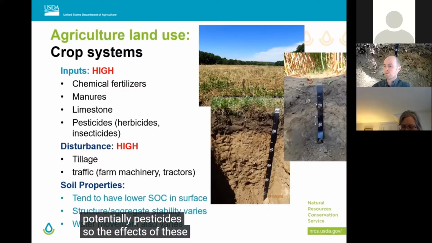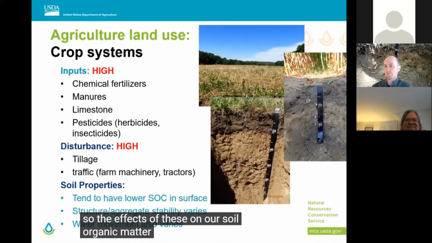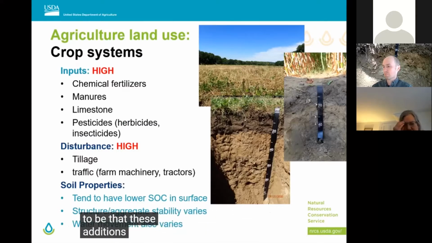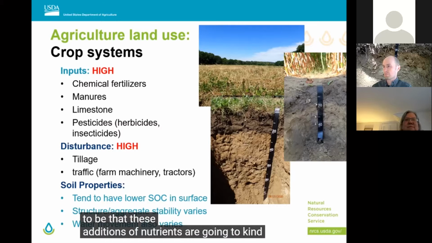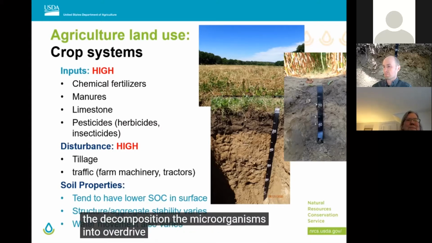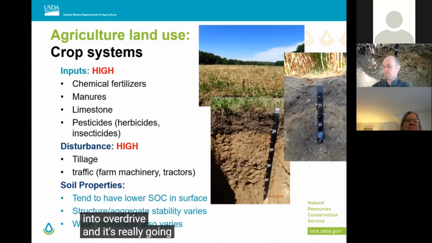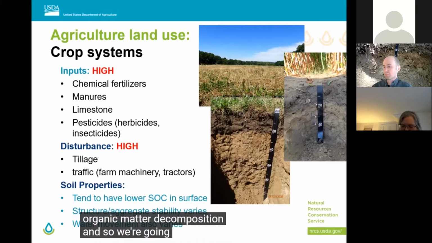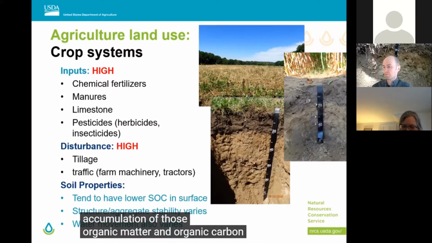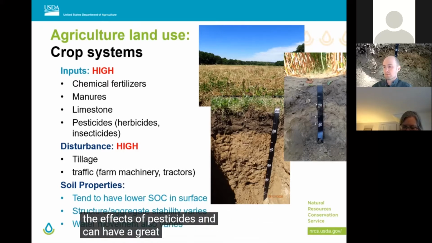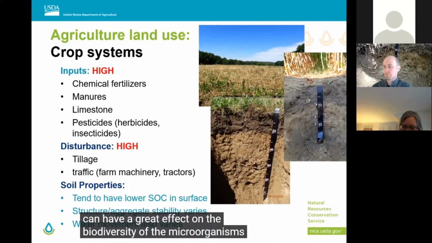So the effects of these on our soil organic matter and things like biodiversity are that these additions of nutrients are going to kick the decomposition, the microorganisms, into overdrive, and it's really going to accelerate the organic matter decomposition. And so we're going to reduce the accumulation of organic matter and organic carbon. Also, pesticides can have a great effect on the biodiversity of the microorganisms.